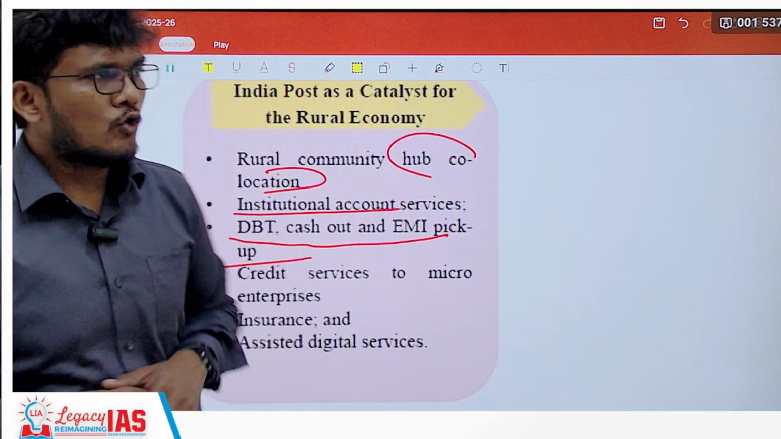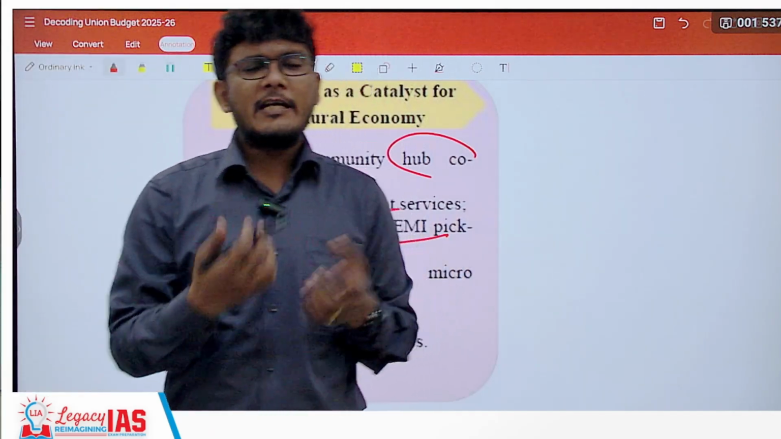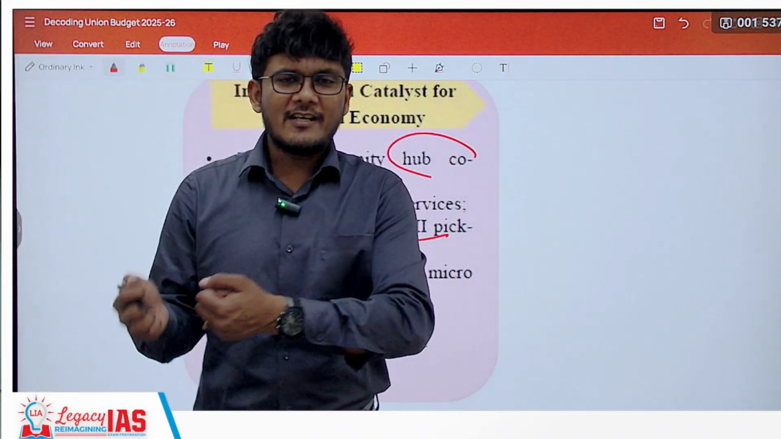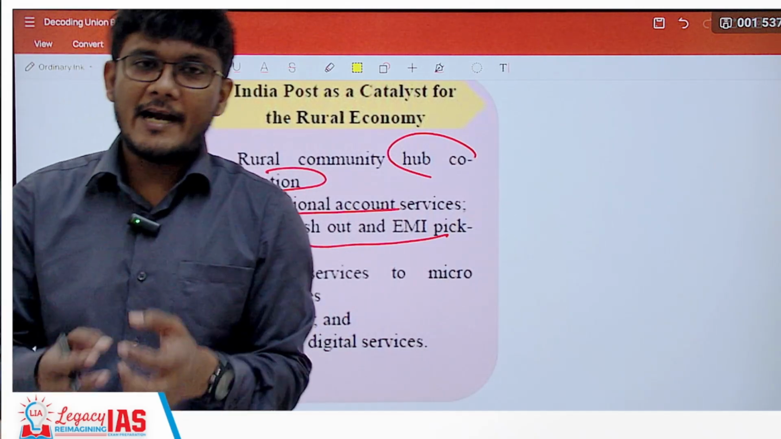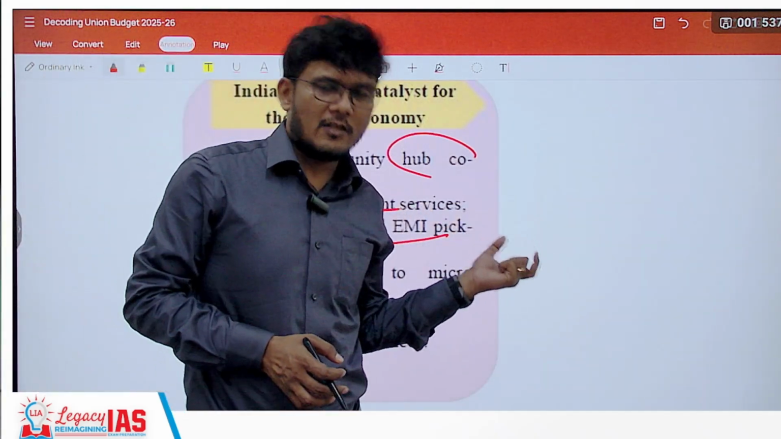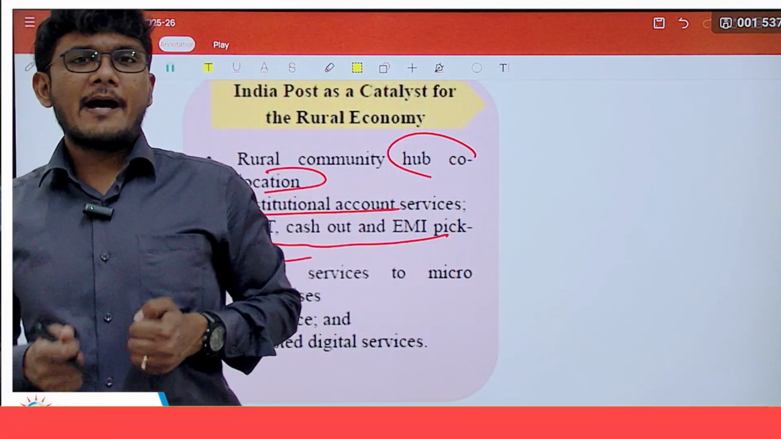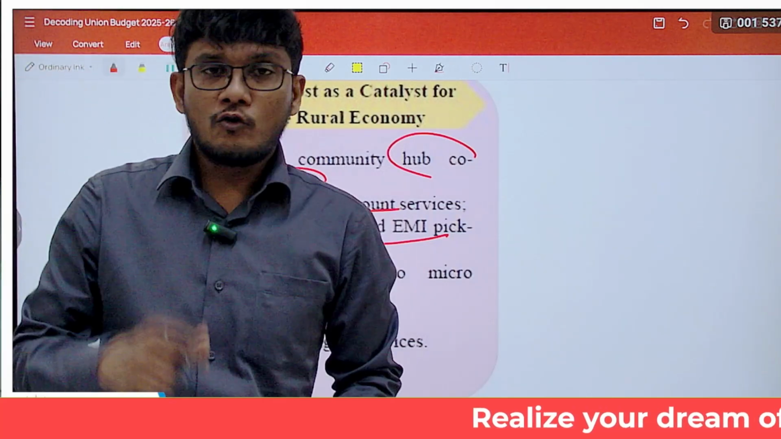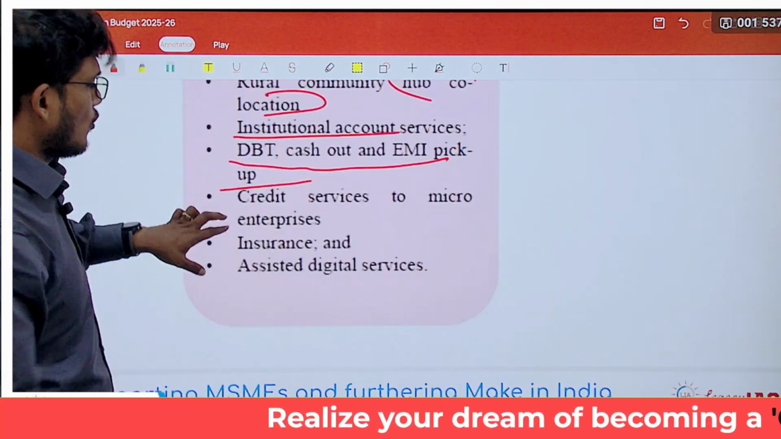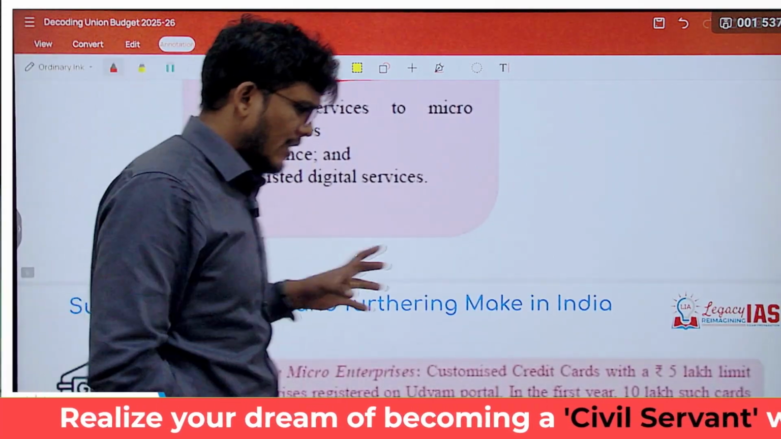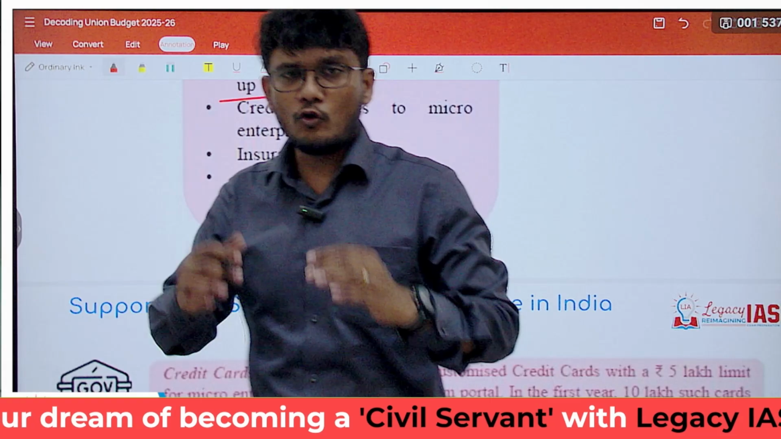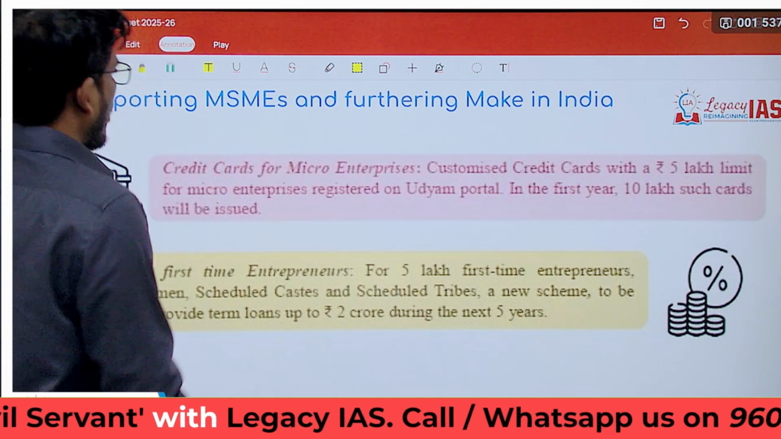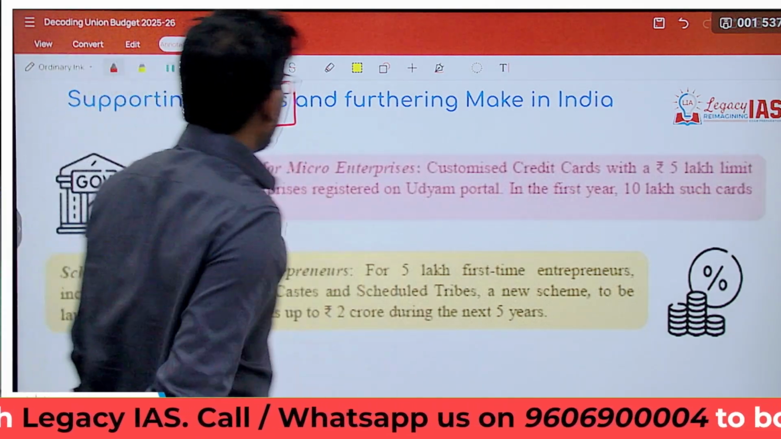So what will happen? You can take a loan for which you may need to pay an EMI, for example. Now the bank is far, you don't have a smartphone, maybe you don't have other facilities, you don't understand that. So the post person will come to your house, pick up the EMI and get it deposited for you through the post offices. So that is going to benefit the economy a lot. So these are the things the government is trying to plan, so that India Post's potential can be utilized fully. Now coming on to a very important thing about MSMEs.